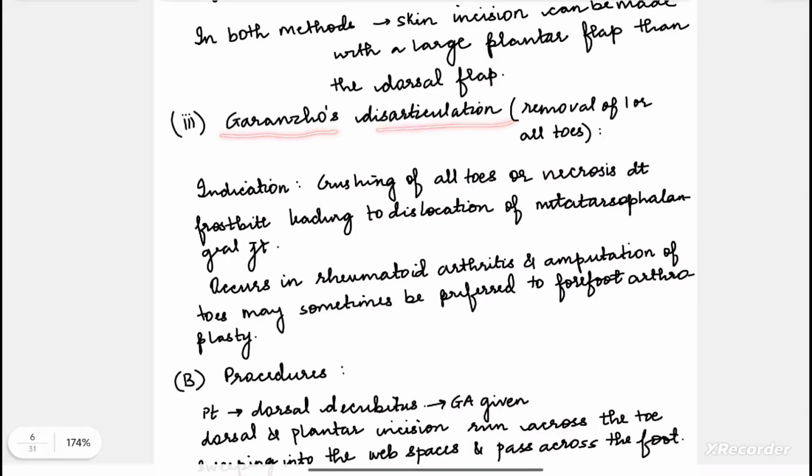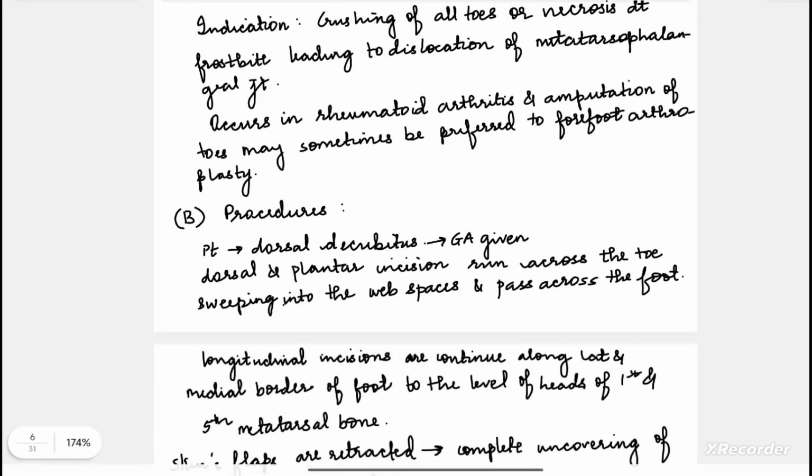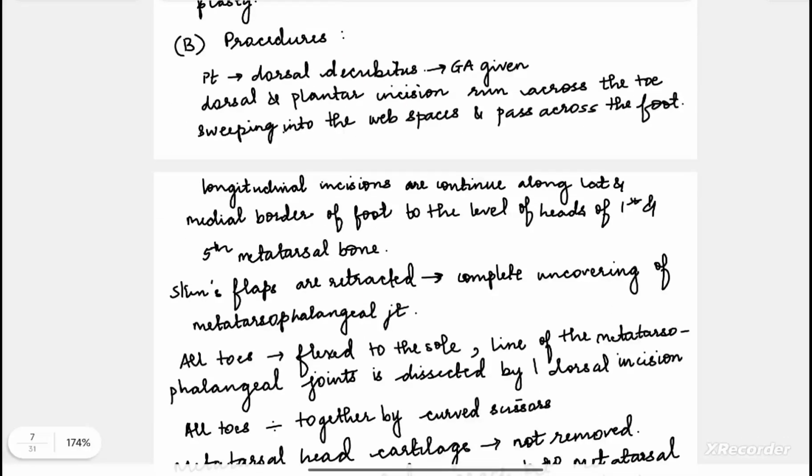Garanzo's disarticulation, removal of the first toe or all toes. Indication is crushing of all the toes or necrosis due to frostbite leading to dislocation of the metatarsophalangeal joint. It occurs in rheumatoid arthritis, and amputation of the toe may sometimes be preferred to forefoot arthroplasty. What is the procedure?